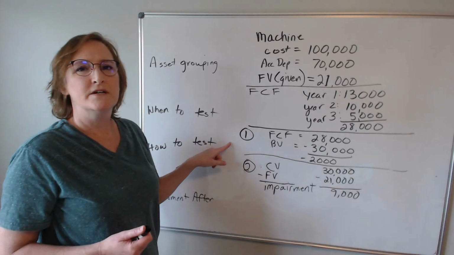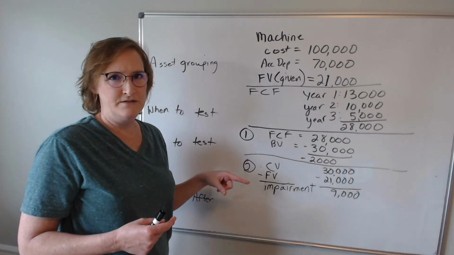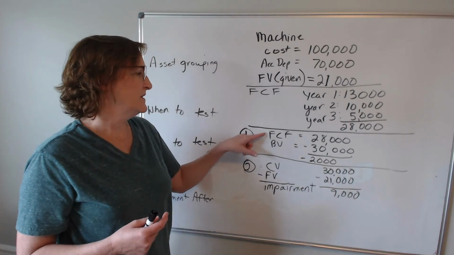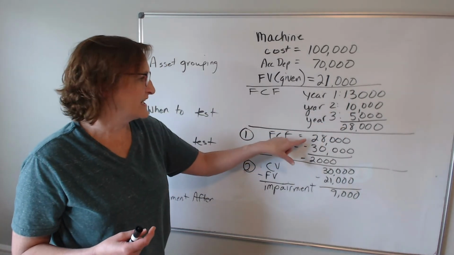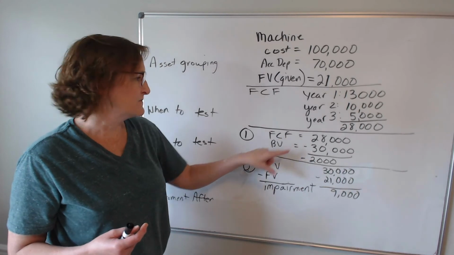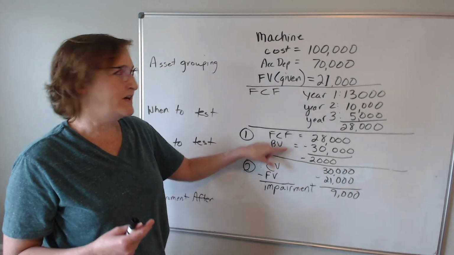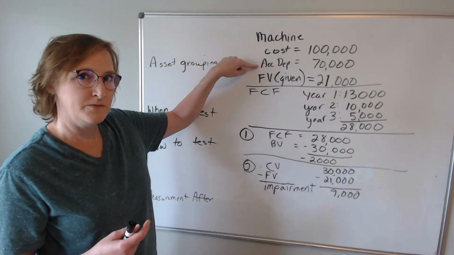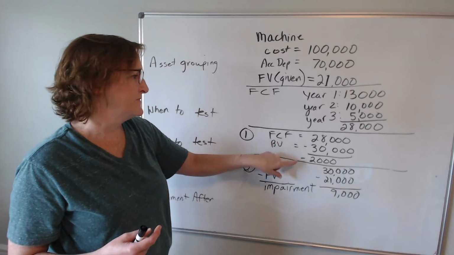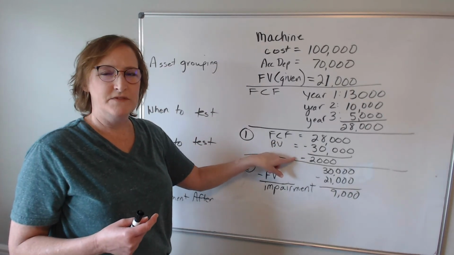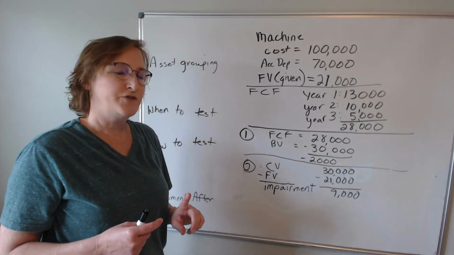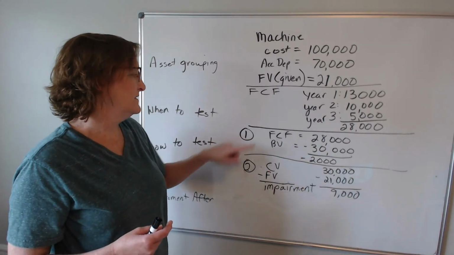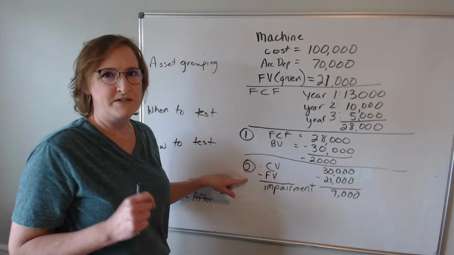First step, take the undiscounted future cash flows. And so I just simply added these up, and that came out to $28,000. I subtracted out book value. My book value, cost, minus accumulated, my book value. It came out negative. Since it's negative, I must go on to step 2. So this was assessed recoverability. This is find the impairment.